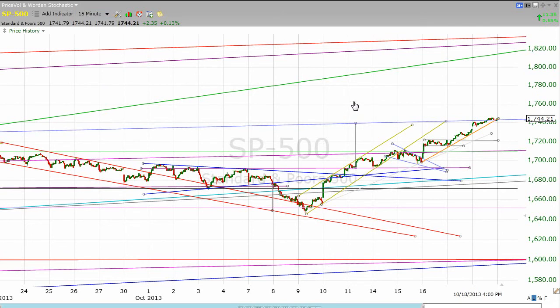And guys, Wednesday, Thursday, and Friday were spent setting up that bullish move to 1740, exceeding it, in fact, closing near the high of the day at 1744.